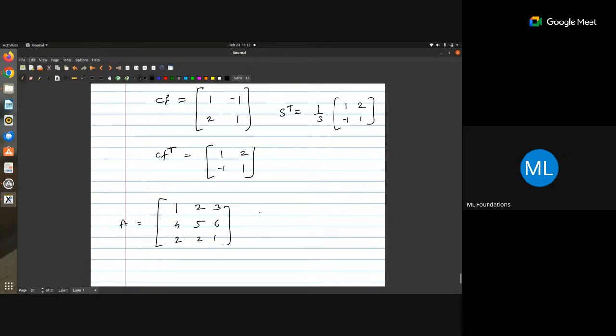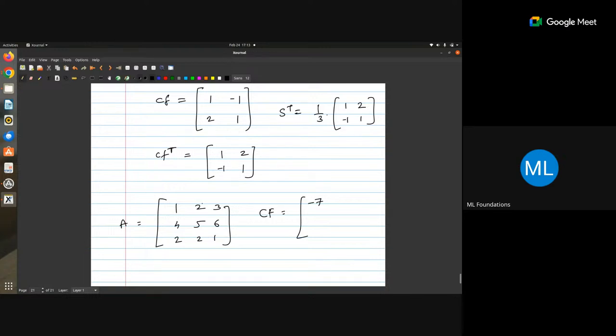This is A. Then you'll find the cofactor matrix. So what is the cofactor matrix here? We multiply 5 into 1, 5 minus 12, which is minus 7. And it will be minus 7, right? Not plus 7. Yes. All right, so I'll write minus 7 here.